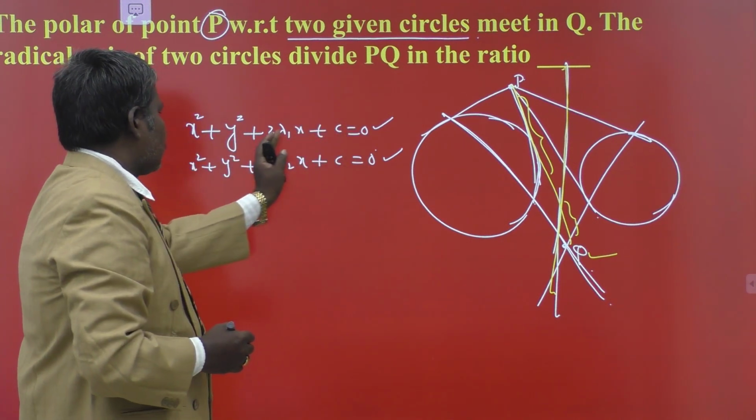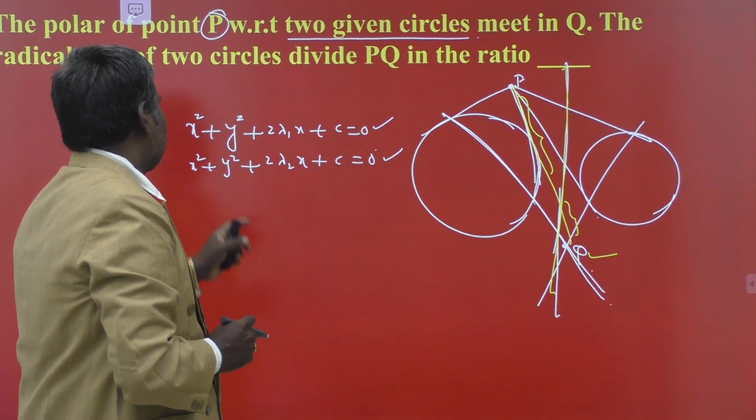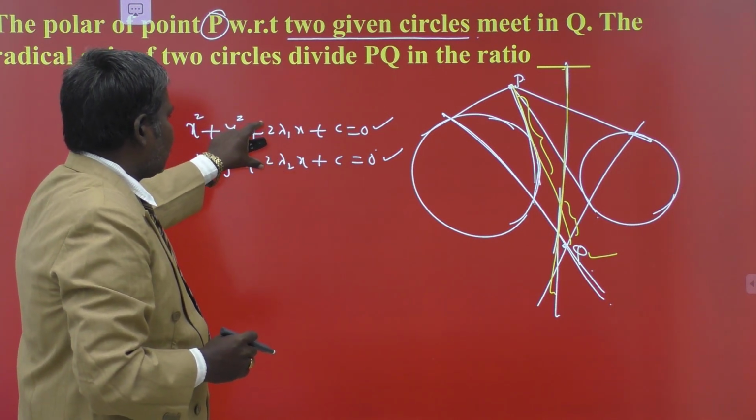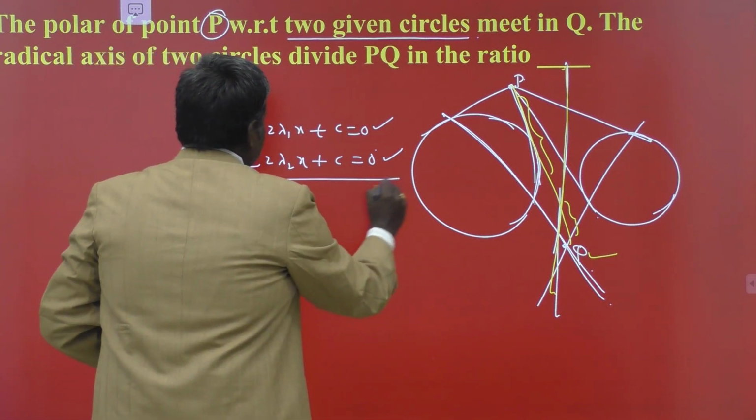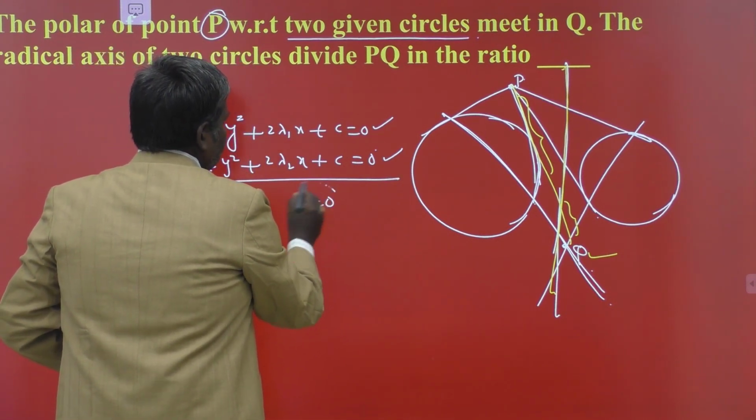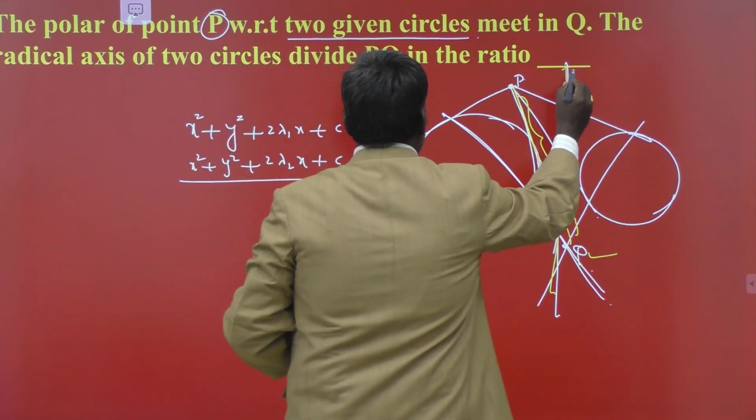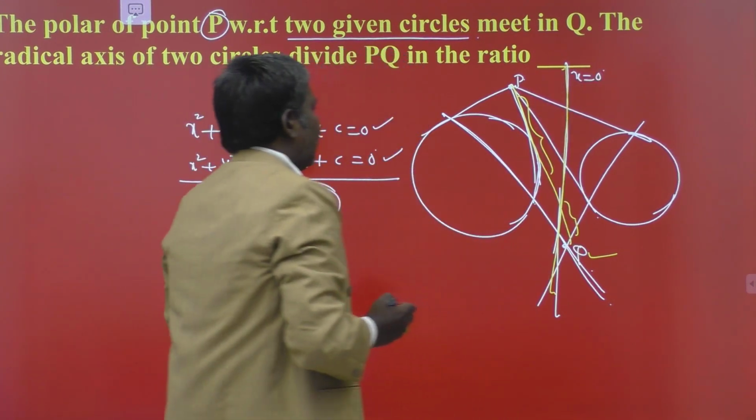x square plus y square plus 2 lambda x plus c equal to 0. For my sake of convenience, I am taking the 2 circles in this manner. Here the radical axis is itself what? x is equal to 0. That is, the y axis is your radical axis. x equal to 0 is the radical axis.